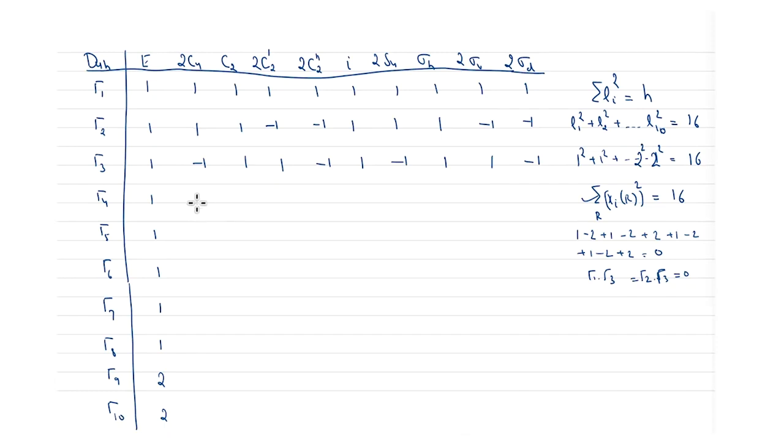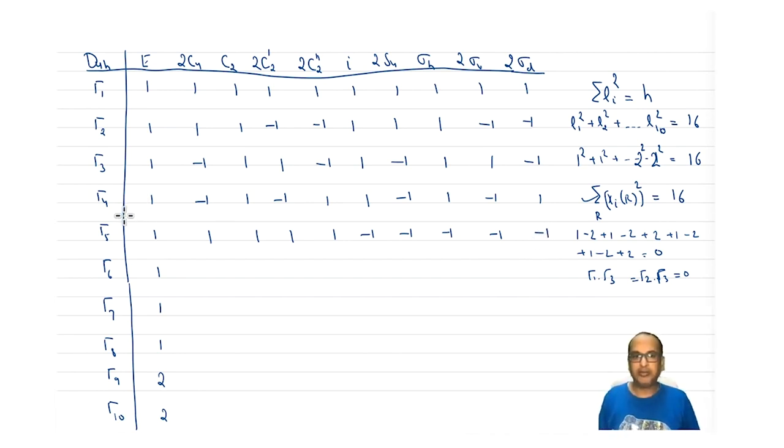Tau 4 will now be, I'm not doing this calculation again, I'll just read out from my notes which I've done before. So this is 1, minus 1, 1, minus 1, 1. Now for tau 5, again this will be 1, 1, 1, 1 up to here, and then we have all of them as negatives. I'm not doing it explicitly, but when I'm writing tau 5, that means I also tested it for all four above: the product of tau 5 with tau 4 equal to 0, tau 5 with tau 3 equal to 0, tau 5 with tau 2 equal to 0.